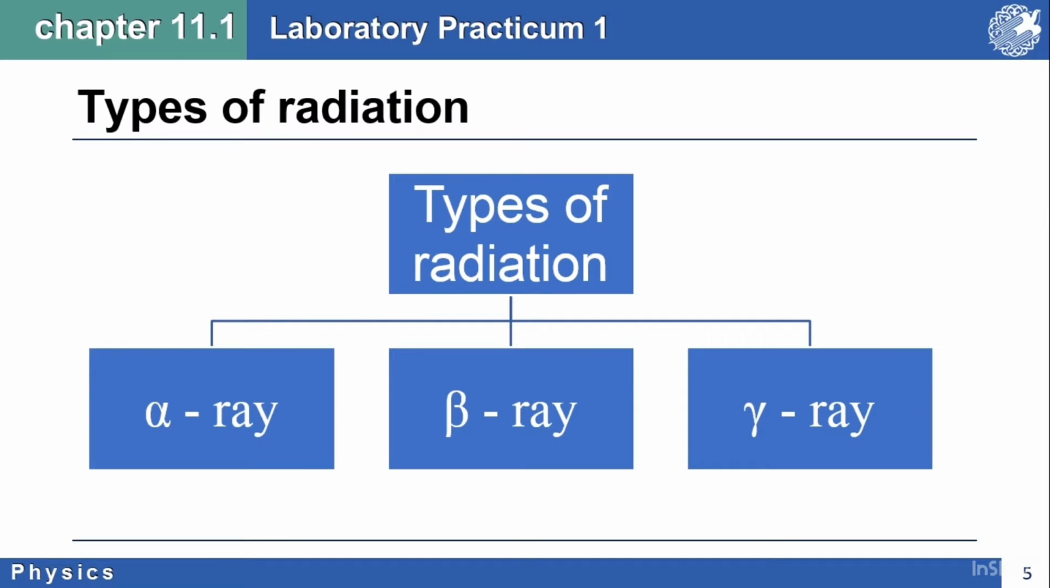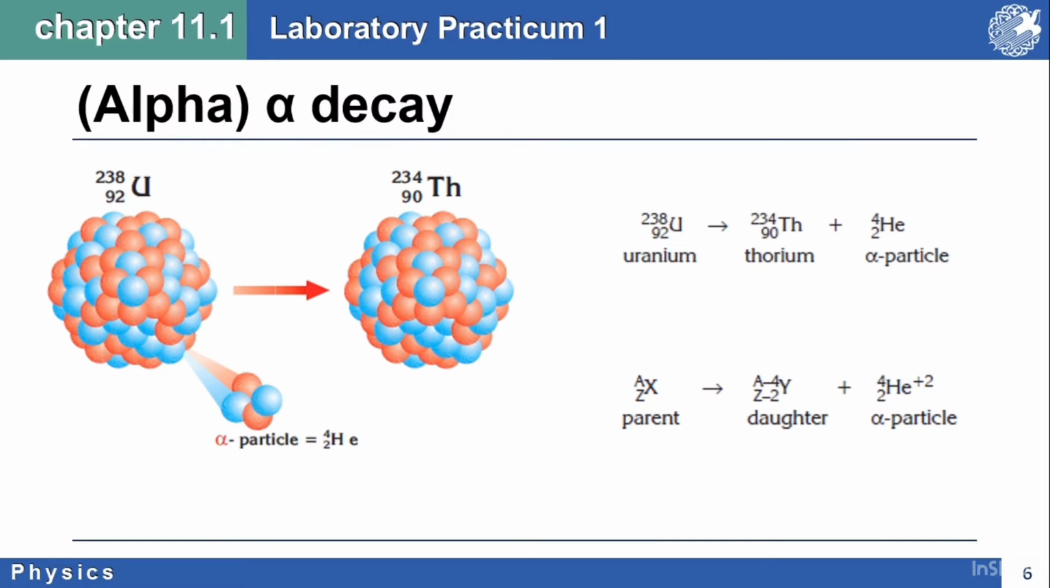From the 9th grade, there are 3 types of radioactive decay: alpha, beta and gamma decay. Alpha decay is the emission of an alpha particle, which is a helium nucleus. In the example you see the uranium atom, with 92 protons and 238 mass number. When uranium undergoes alpha decay, the proton number decreases by 2 and the mass number decreases by 4.